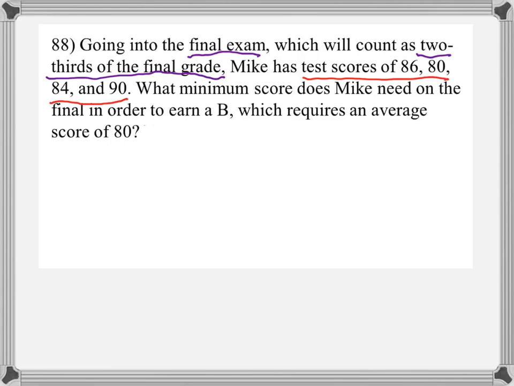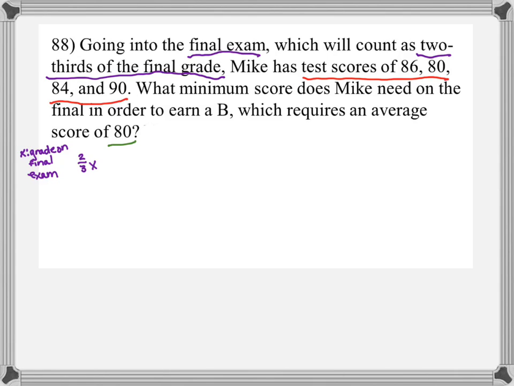Mike has scored 86, 80, 84, and 90 on his tests, and we want to see what is needed for that final exam to make a score of 80 in the class. So 2/3 times the final exam, because the final exam is worth 2/3 of the final grade. And here you really should be taking note or indicating what your variable is representing.